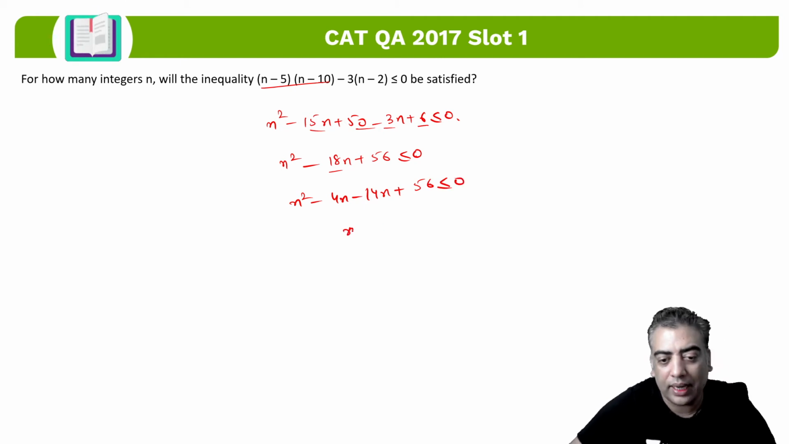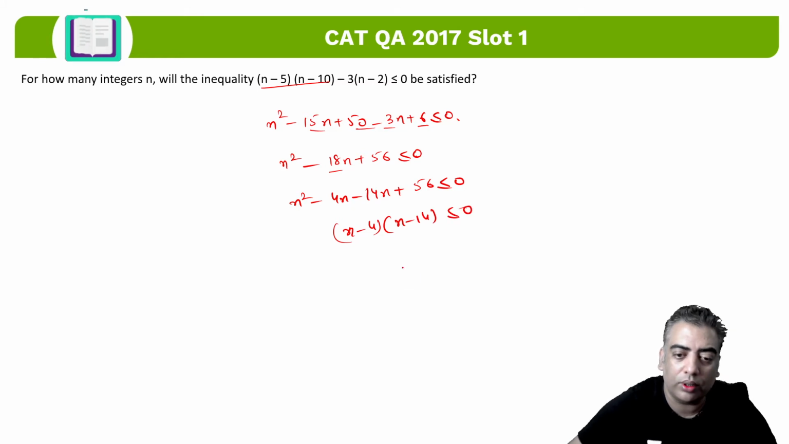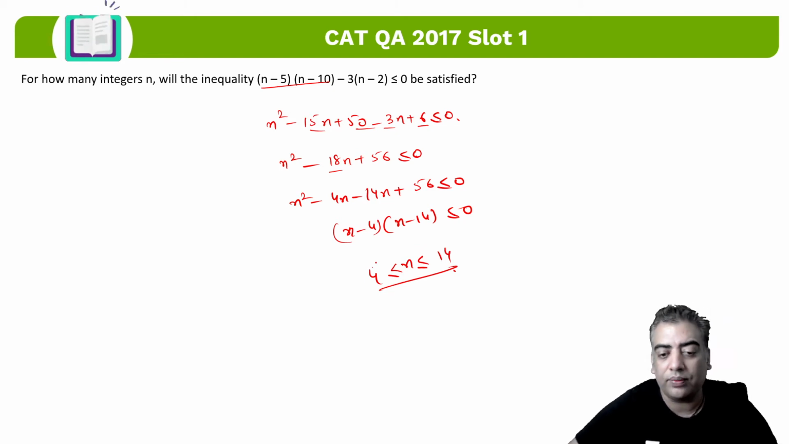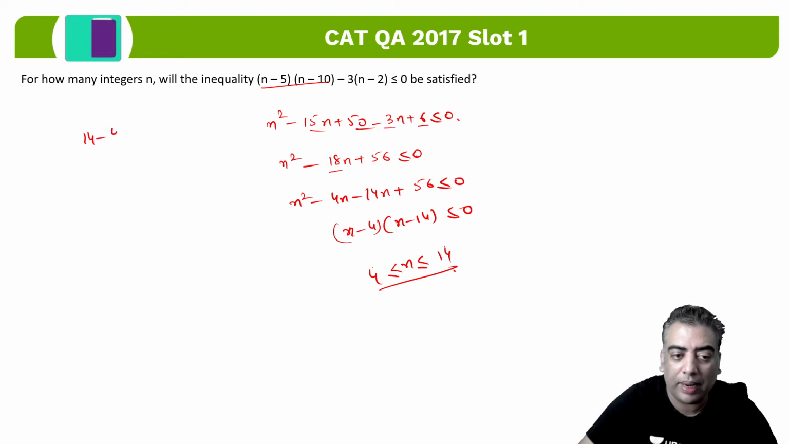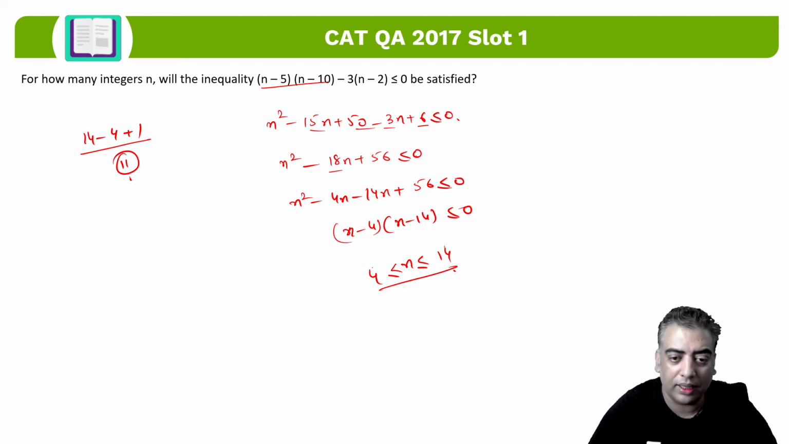So it can be written as n minus 4 into n minus 14 less than equal to 0, which gives us the range of n as 4 to 14. So n can take any integral value from 4 to 14. So the number of solutions will be last term minus first term plus 1, which comes out to be a total of 11 solutions. So 11 will be the answer in this particular case.